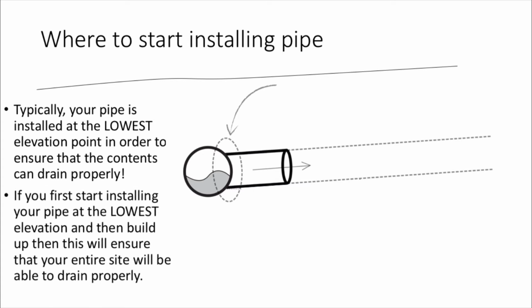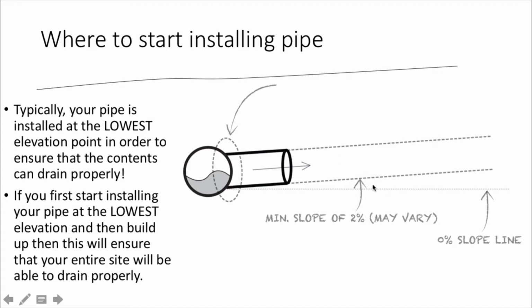Now, if you first start installing your pipe at that lowest elevation point and then build up, this will ensure that your entire site will be able to drain properly. This is so important because in order to drain properly, your pipe needs to have a minimum slope, which is about 2%. You can notice that that 2% is not that far off from 0%. So at any point, if your pipeline doesn't reach your 2%, then your contents aren't going to drain properly and you're going to be in a lot of trouble.